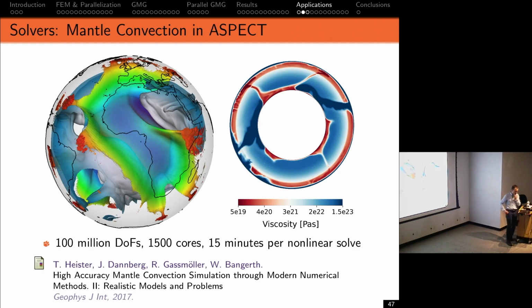So here's an example of the ASPECT finite element code to do geoscience computation. This is a Stokes flow, and I'm just plotting here the viscosity.